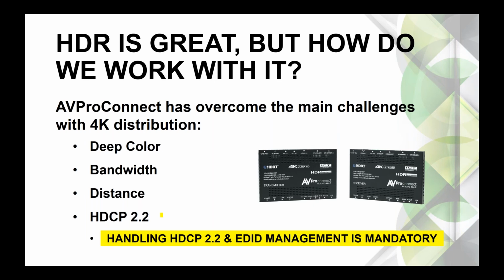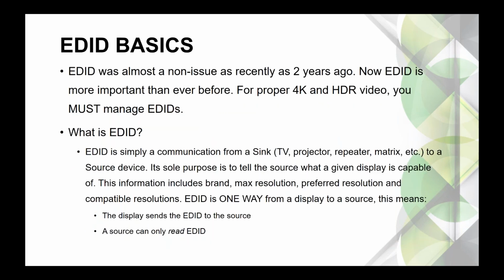So EDID is extended display identification data. It's a one-way communication from a sink device. In the world of HDMI, we have sinks, sources, and repeaters. A sink is a TV or a projector. The source is a Blu-ray player, a computer, a streamer, and a repeater does both. And it could do both at the same time or both at varying times. But that's like an AVR, a matrix switch, splitter, something like that.